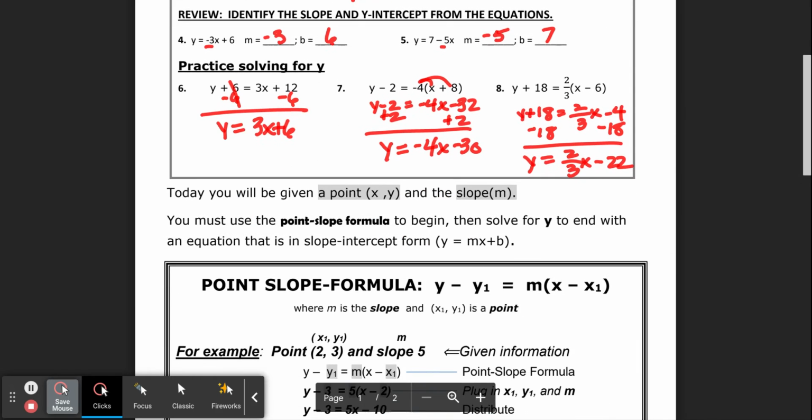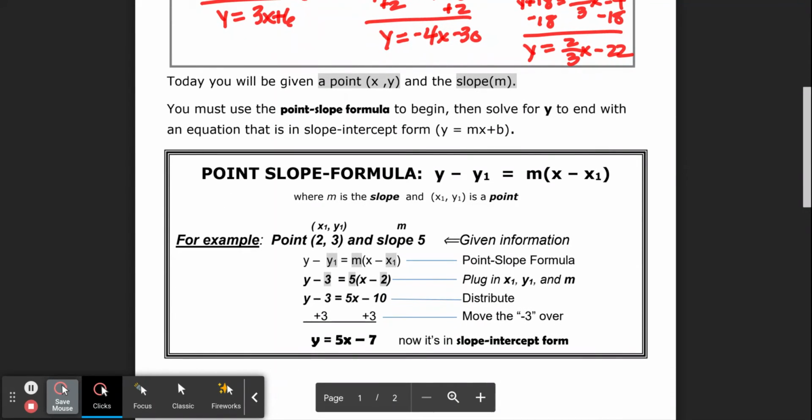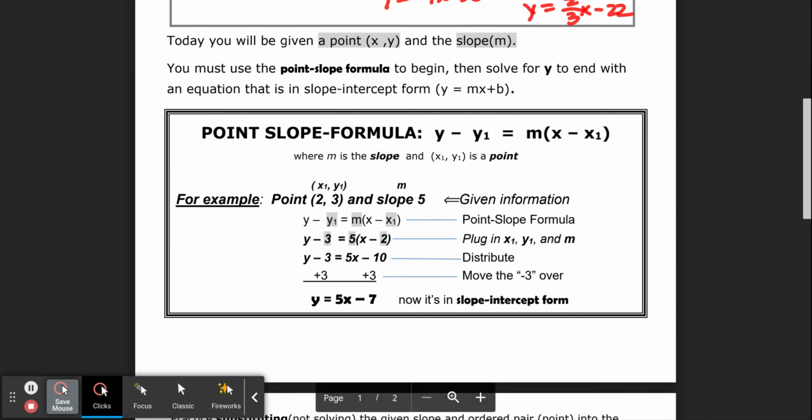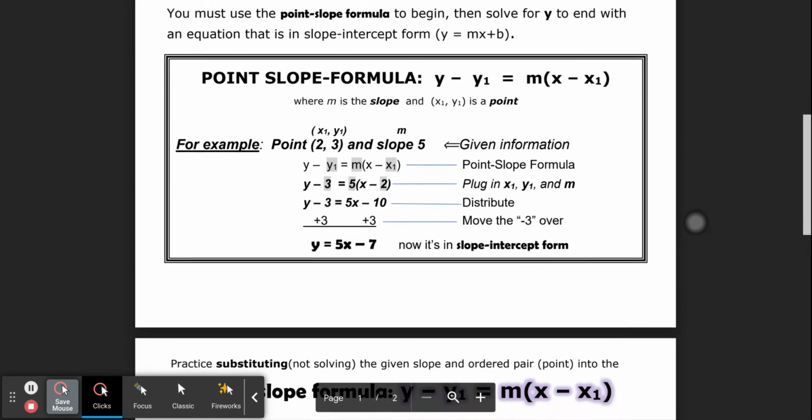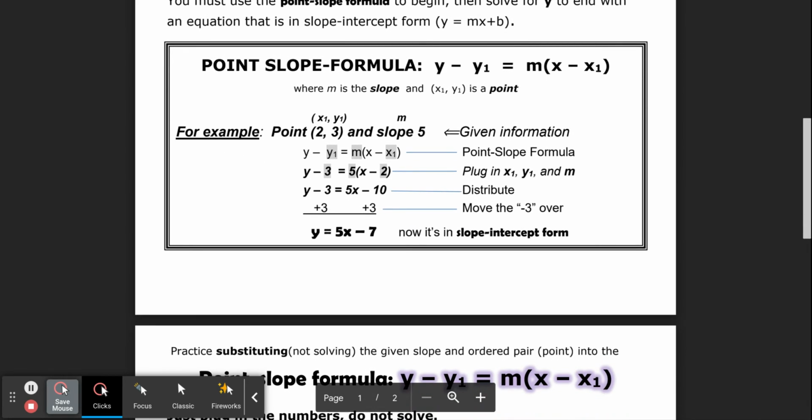All right, let's see what we're going to do here. So today you're going to be given a point, x y, and the slope m. You must use a point-slope formula to begin, then solve for y to end with an equation that is in slope-intercept form of y is equal to mx plus b. So the point-slope formula is y minus y1 is equal to m times x minus x1, where m is the slope and x1, y1 is a point.